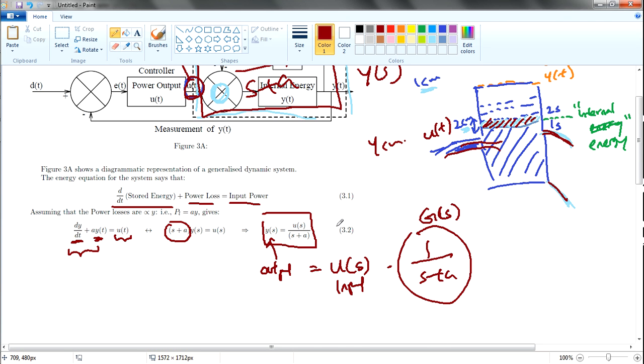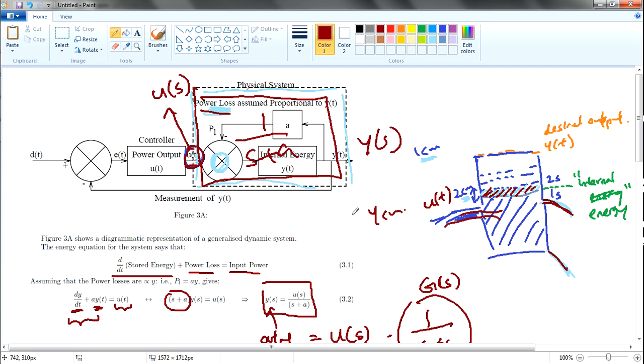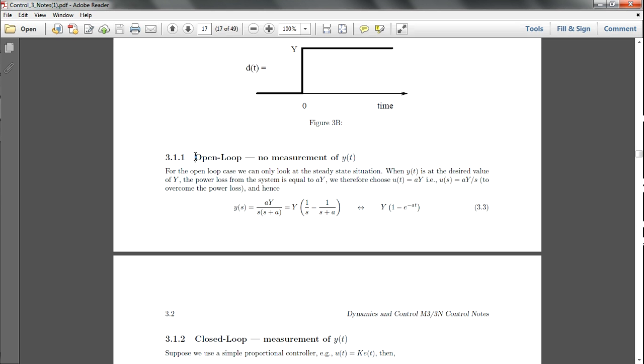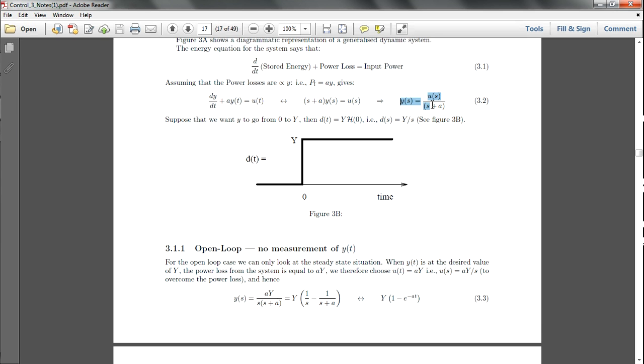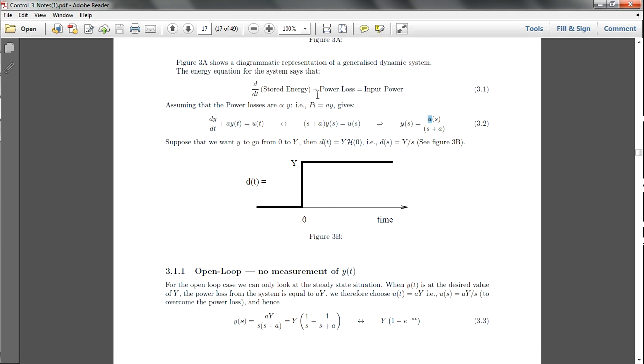Okay, and then hold on again. Now you may wonder, what is this open loop, no measurement of Y(t)? Now we are talking about the open loop transfer function. Okay, this is simply the same as this. We have just derived this, just that the input U(s) is equal to the amount of power losses. So there will be no change in stored energy in this case.